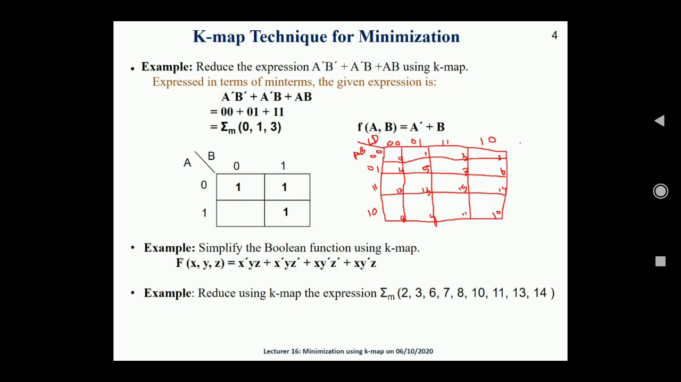Now 2 is 1. According to the question, 2 is the true mean term. 3 is the true mean term. 6 is, where is the 6? 6 is the true mean term. 7 is the true mean term. Okay, good. 8 is the true mean term. Where is the 8? 8 is this one. 10 is the true mean term. Yes, it is good. 11 is the true mean term. 13 is the true mean term. 14 is the true mean term.